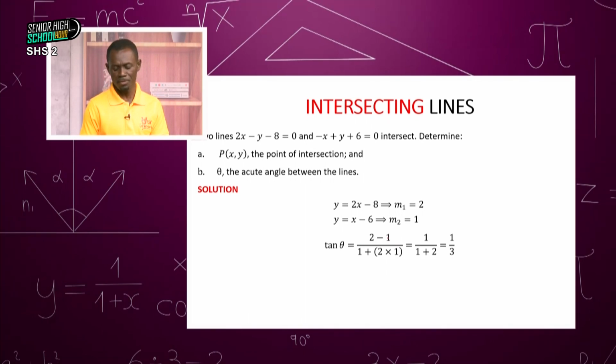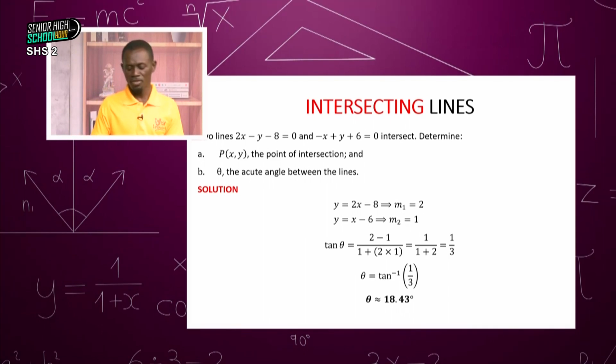m2 minus m1, 2 minus 1, divided by 1 plus m2 times m1. That's divided by 1 plus 2. So we have tan theta equals 1 on 3. In other words, theta is the tan inverse of 1 on 3, which is approximately 18.43 degrees.